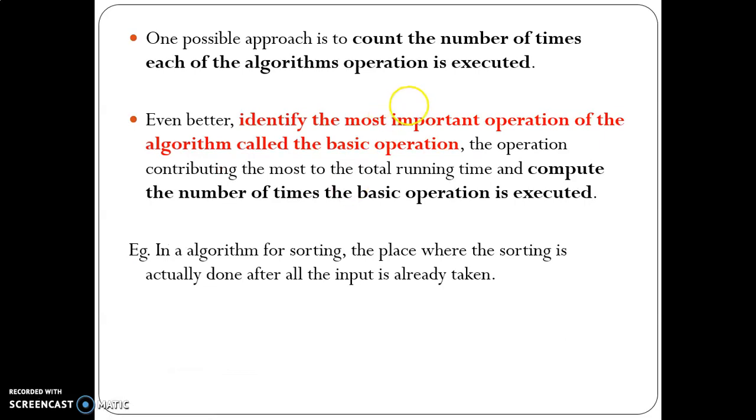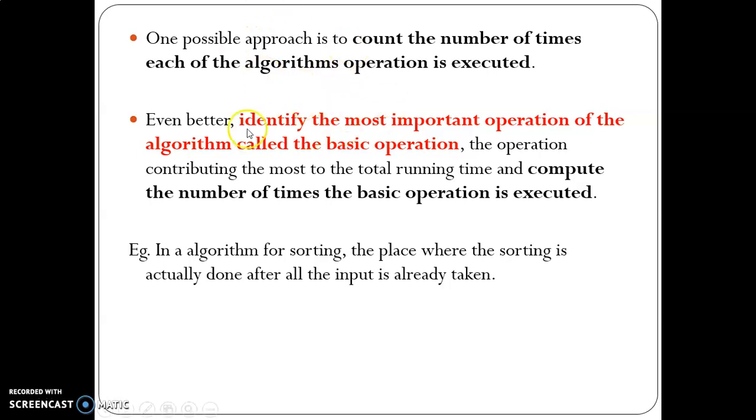Then how do we do it? One possible approach is that we count the number of times each algorithm's operation is executed. Now, within the algorithm, there are a number of steps and we count how many times each step is getting executed, and that becomes the complexity of the algorithm.